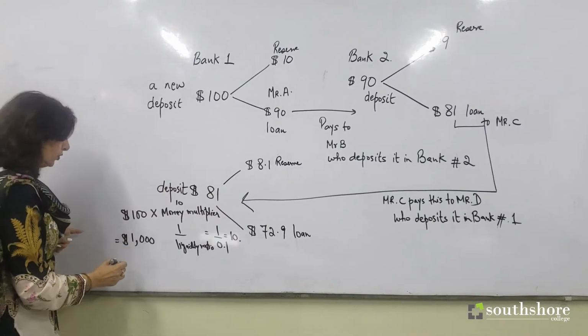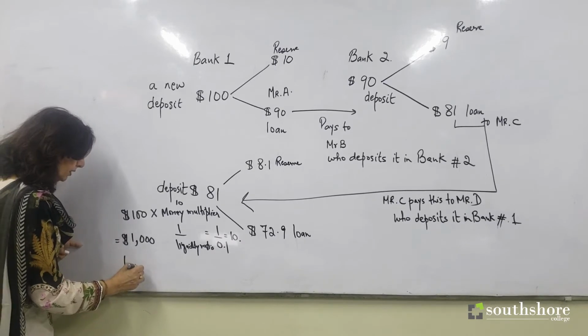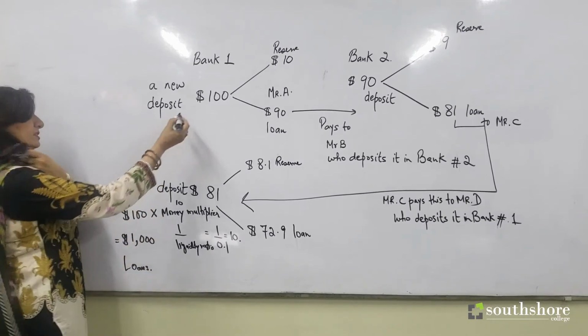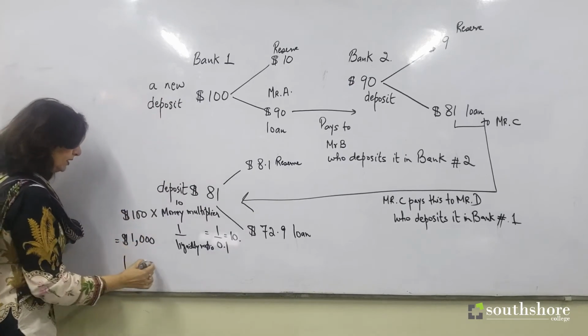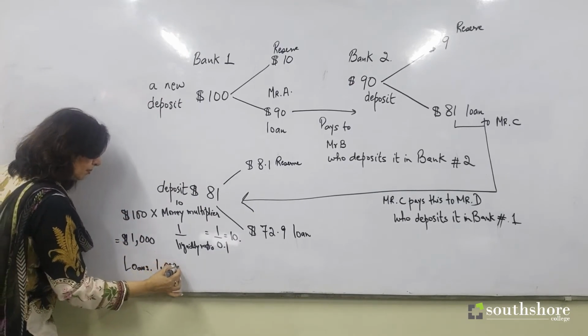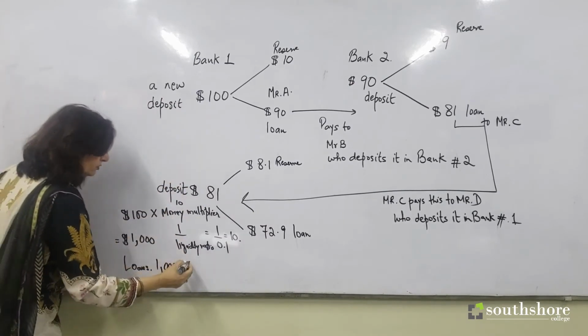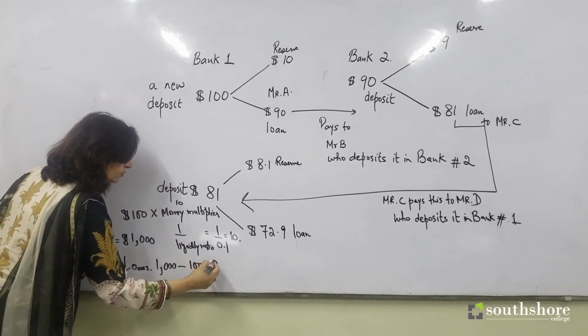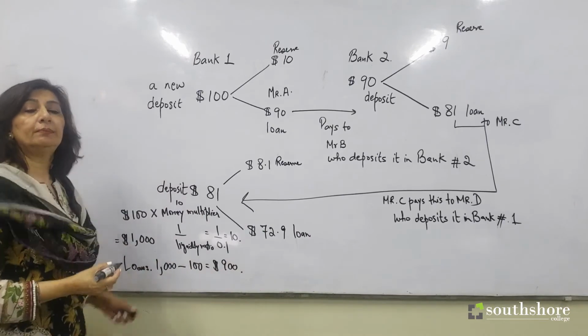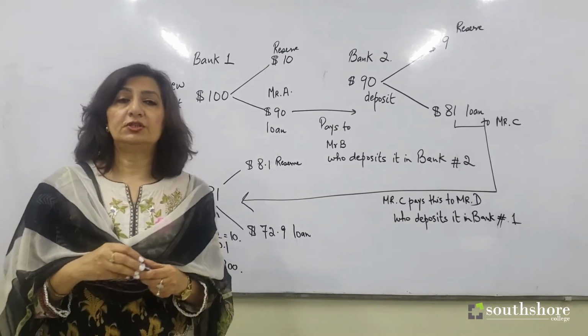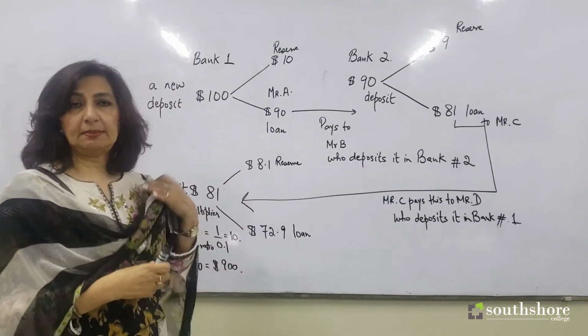And what about the loans that were created? In the loans, what happened was this first deposit was not a loan, it was a deposit, right? So loans will be 1,000 minus this initial deposit of 100. This means loans of $900 will be created. This is how you will calculate your changes in money supply, for example.